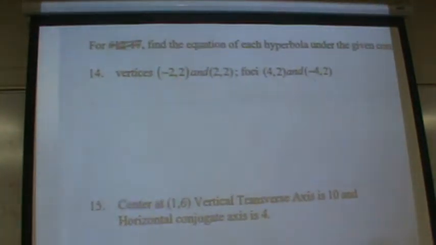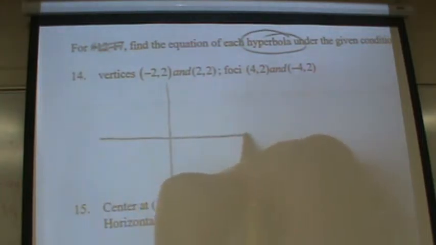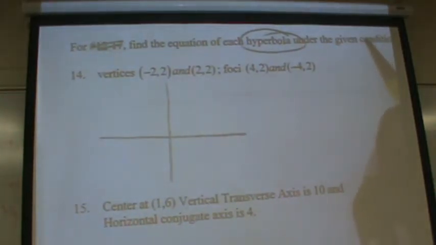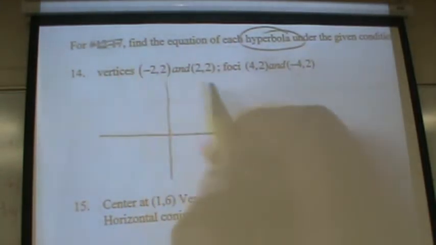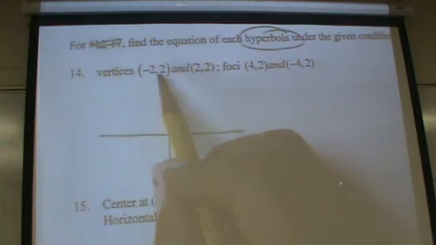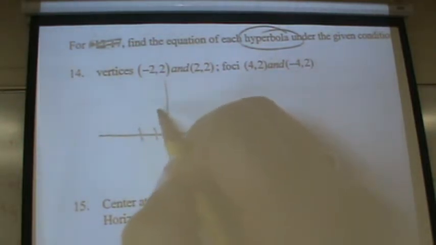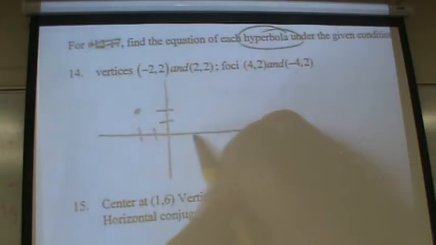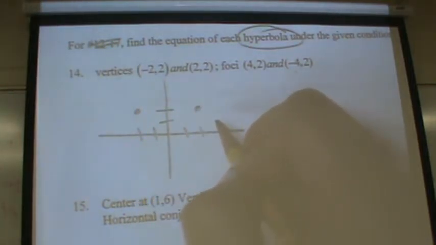This is 14. Now we're doing hyperbolas. Now we're gonna see how quick you can switch gears. Okay, this is pre-calc, right? Pre-calc. Vertices, can you tell me where negative 2, 2 is? Yes. Negative 2, 2 is a vertex, and 2, 2 is a vertex.